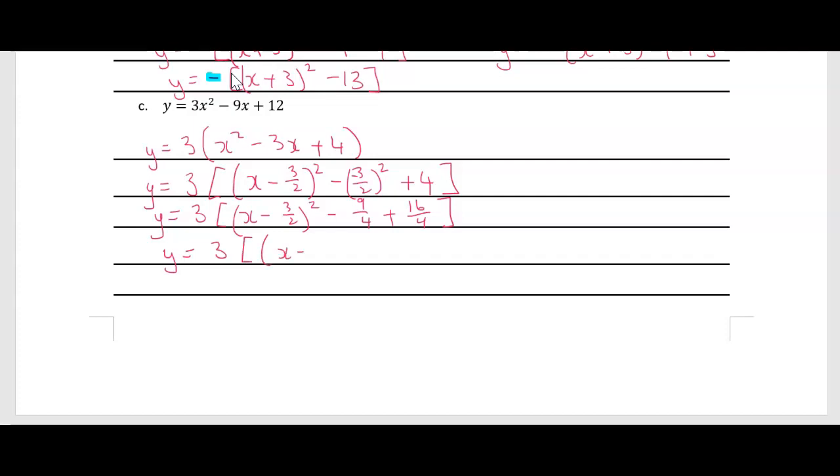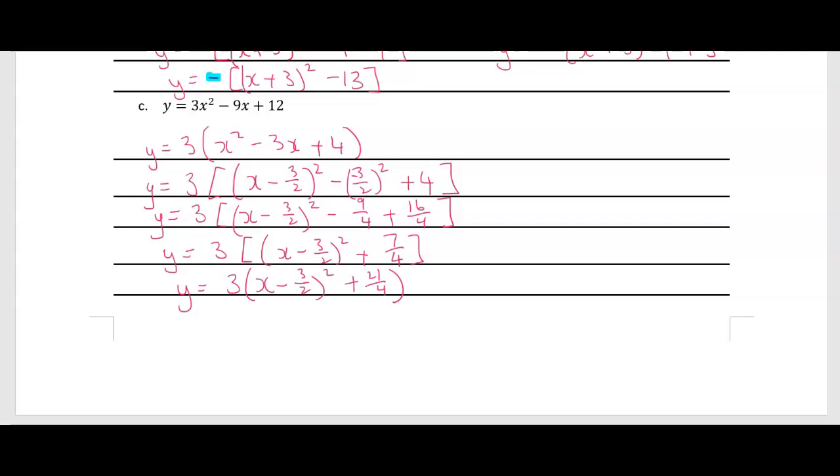Keep your square brackets because we're still dealing with the completing the square. So negative 9 plus 16 is 7, so plus 7 on 4. And then that 3 multiplies everything. So it's going to multiply this bracket, so you notice I just got rid of the square brackets, and it's going to multiply that 7 on 4. So 21 on 4. A little bit harder.